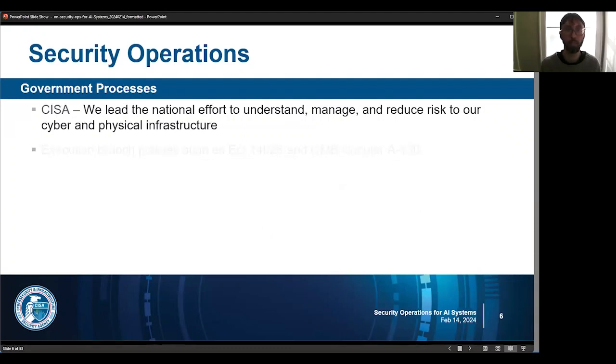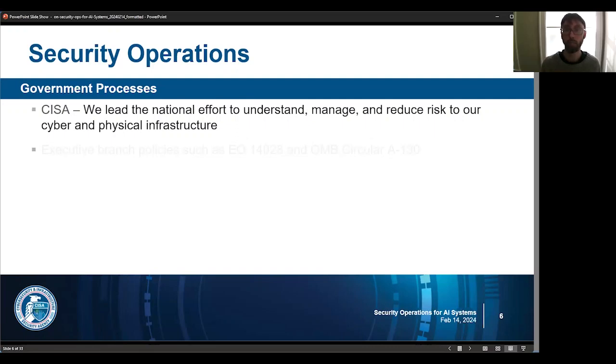There are pretty established government processes. CISA is many thousand people. Some of it is for critical infrastructure. A lot of it is for cybersecurity. We lead this whole national effort to understand, manage, and reduce risk to the cyber and physical infrastructure. I think that having a whole agency dedicated to something like this tells you a bit about the level of government process. There are lots of different details.